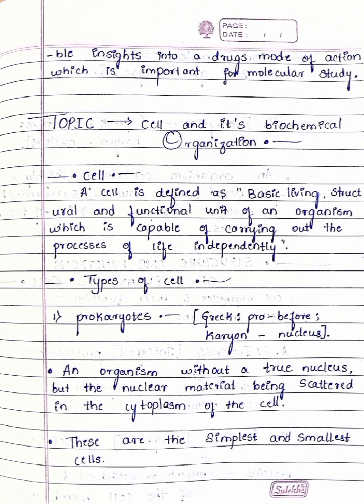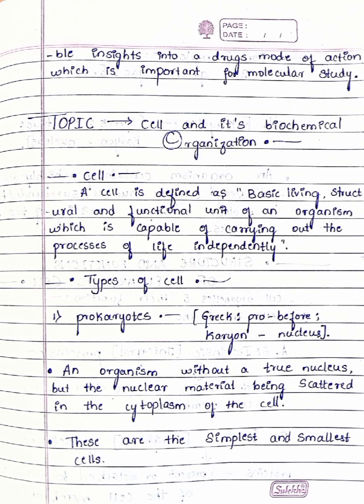And next topic, cell and its biochemical organization. Cell. A cell is defined as the basic living structural and functional unit of an organism which is capable of carrying out the process of life independently. Types of cell.